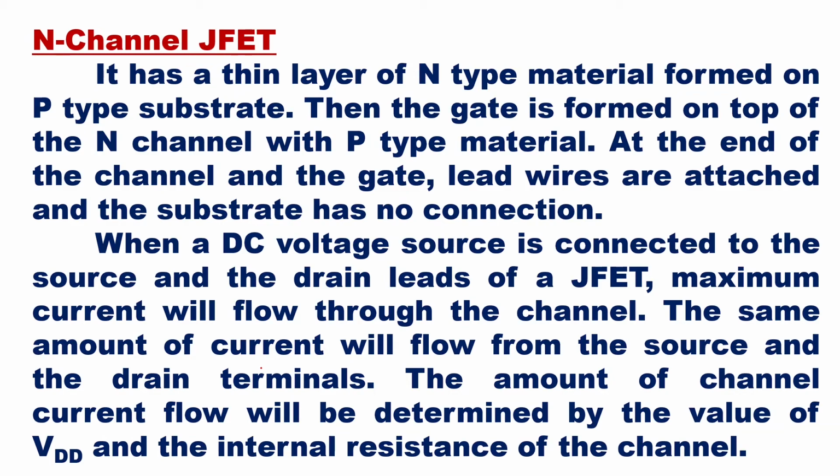When a DC voltage source is connected to the source and the drain leads of a JFET, maximum current will flow through the channel. The same amount of current will flow at the source and the drain terminals. The amount of channel current will be determined by the value of VDD, that is the drain voltage, and the internal resistance of the channel.